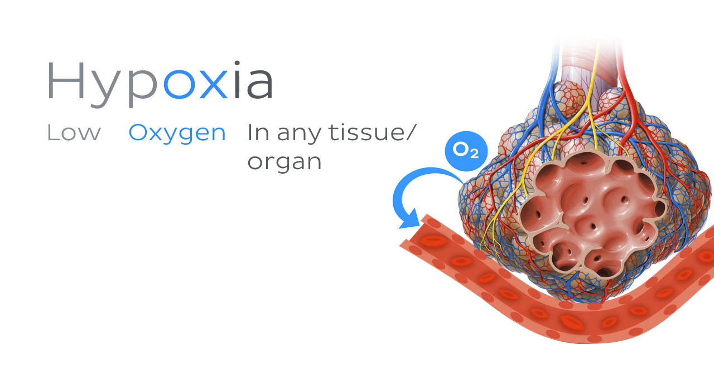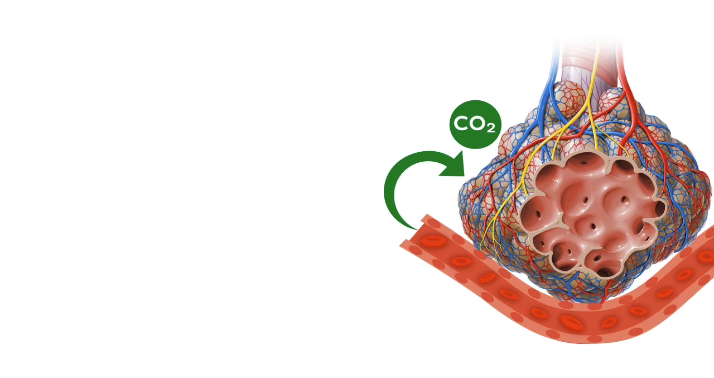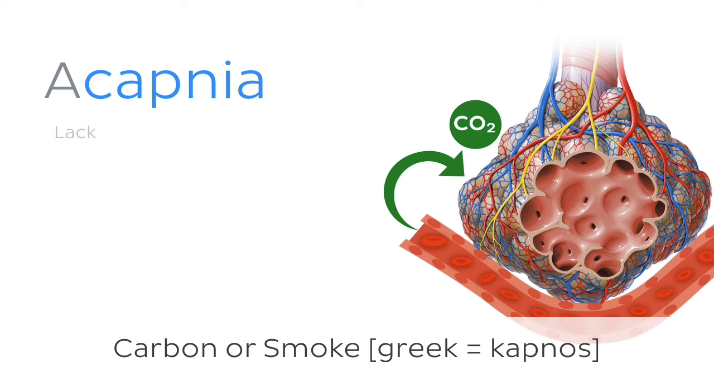For every yin, there is always a yang, and the opposite of oxygen-related terms are those related to carbon dioxide. The suffix kapnia comes from the Greek term for carbon or smoke, and refers to conditions related to the CO2. An example would be akapnia, the absence of carbon dioxide in the blood.